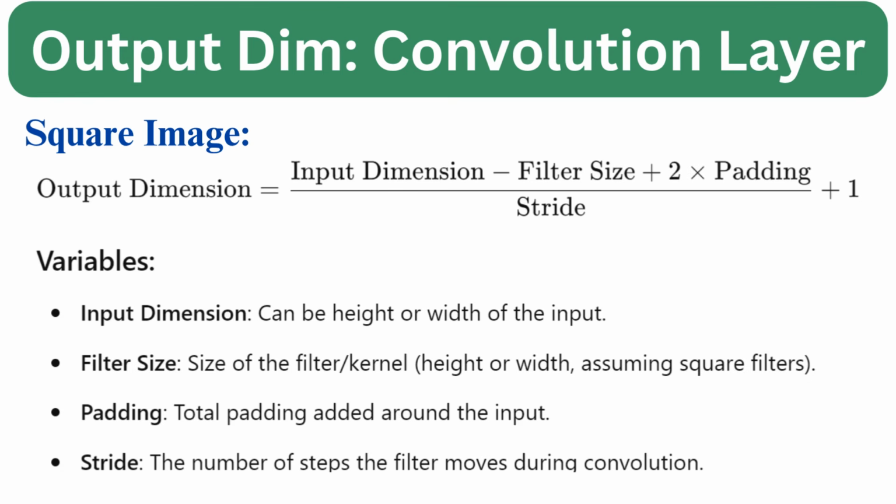So here is the formula of computing the output dimension of a square image. So what is the formula? The formula is output dimension equals input dimension minus the filter size plus 2 times padding, divided by stride, plus 1. The input dimension is the dimension of the image. For example, if the image is square, it could be 128 by 128, it could be 512 by 512. So 128 or 512 would be the input dimension.